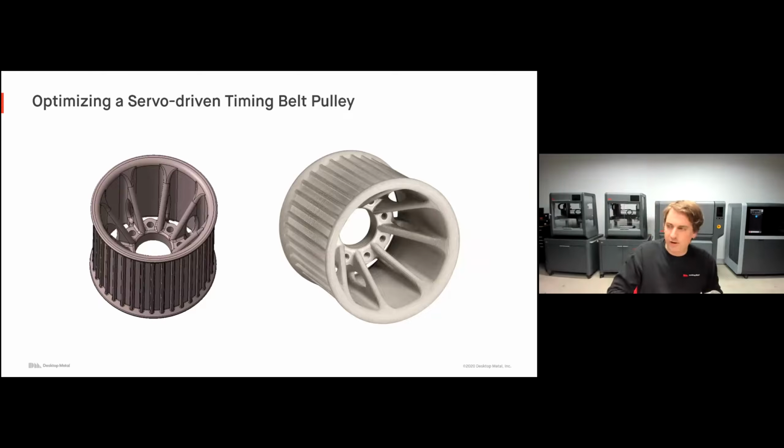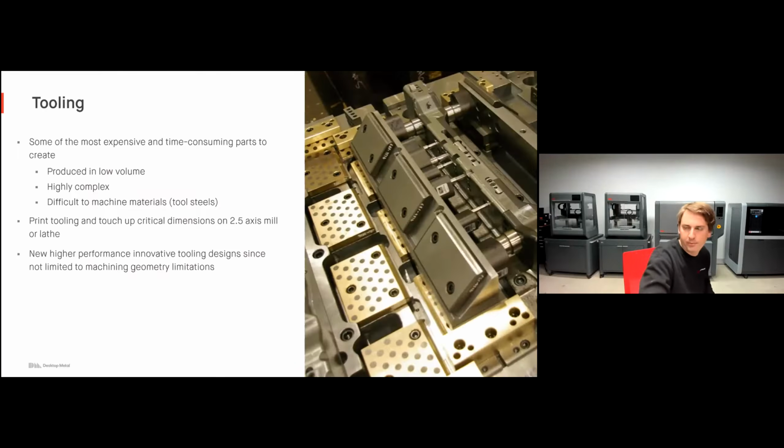Another great example of using metal 3D printing as a complement to your machining operations is tooling. Tooling is generally some of the most expensive and most time-consuming parts to create. Generally it's produced in very low volume. It can be highly complex, and sometimes you need to use these difficult to machine tooling steels that are very, very difficult and expensive to work with.